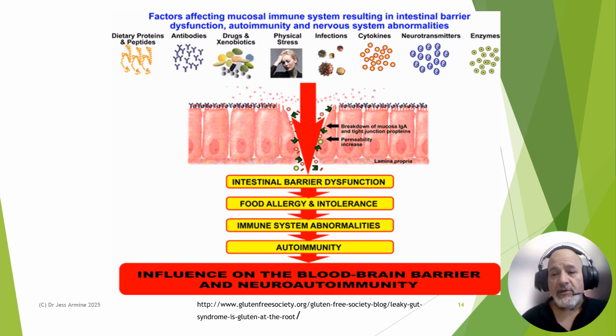And if this continues, you can get things called dysautonomias, things like POTS or anything that affects your autonomic nervous system. And it can influence the blood-brain barrier, cause neuroautoimmunity, and all kinds of nastiness. And it all comes down to leaky gut.